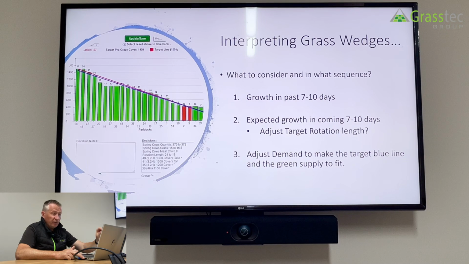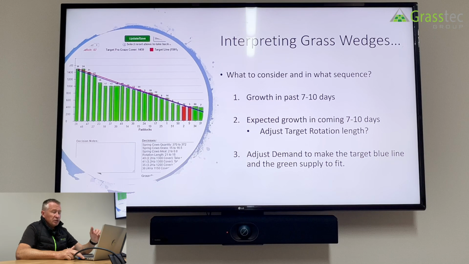Now, when you adjust your rotation length in the program, the next thing you need to do is adjust your demand line again. And you're in full control of the demand line. You're not in control of the growth, but you are in control of the demand line. Demand is how many cows you have out grazing, how much grass you're giving them, and what area you have available. They're all things that you are in control of.